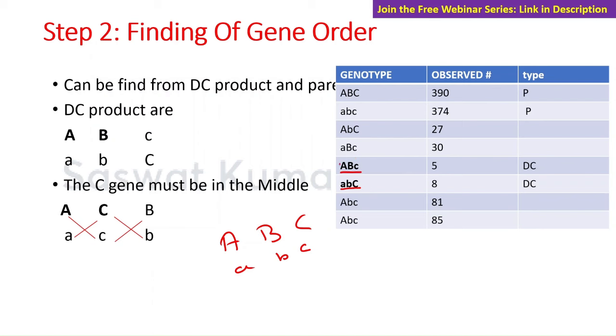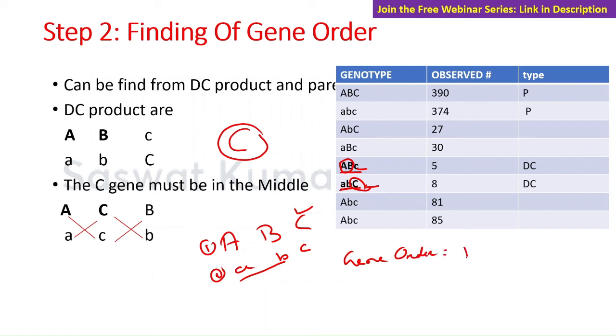As you see here, capital A, capital B from one parent, this is parent 1, this is parent 2, and small c from the other parent. In this case, small a, small b from one parent and capital C is from the other parent. So what is the middle gene now? The middle gene is C. Means what is the gene order? So the gene order is A, C, B. Okay, A, C, B is the gene order.